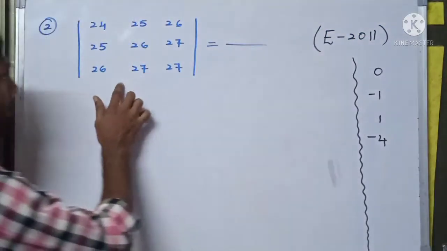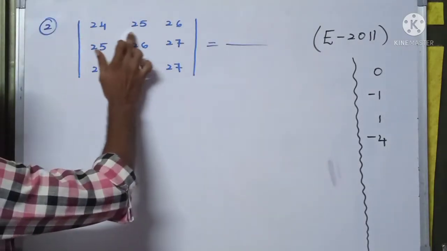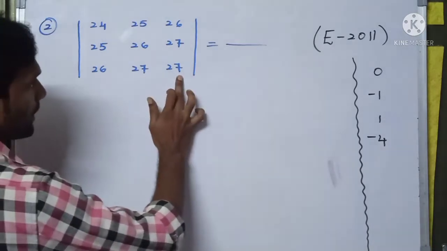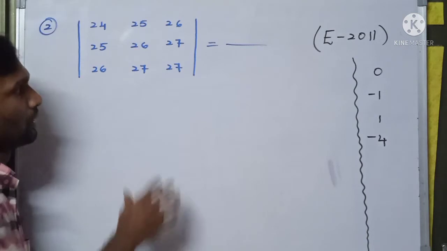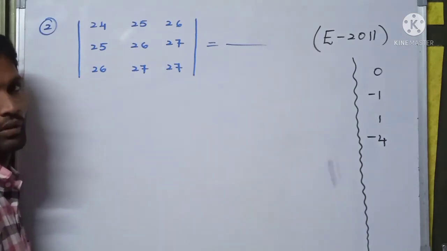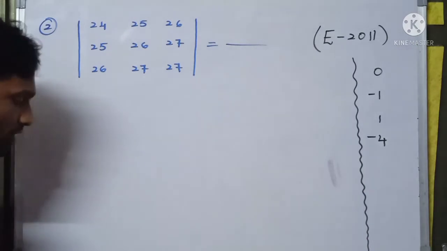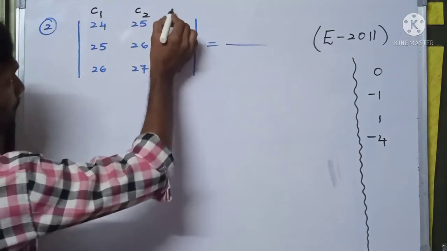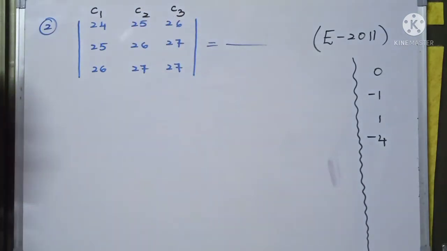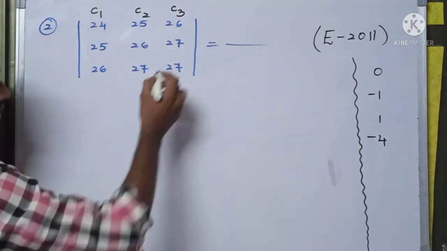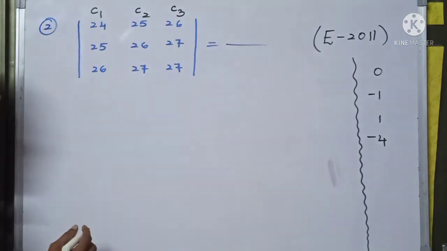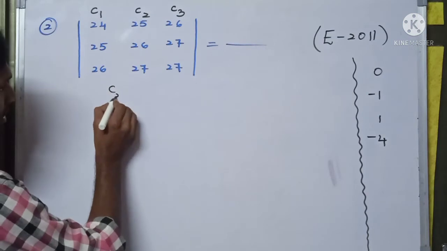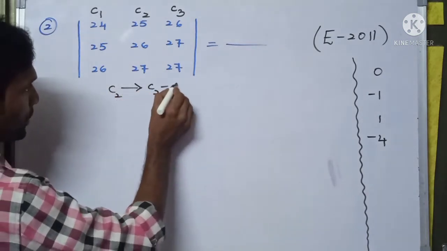See the next question. It is like this: determinant of 24, 25, 26, 25, 26, 27, 26, 27, 27 is equal to dash. To get the value of this determinant also, we are applying the column transformations. So this is the first column denoted by C1, second column denoted by C2, third column denoted by C3. Now change the second and the third columns by using the standard transformations. The standard transformation to change the second column is C2 implies C2 minus C1.